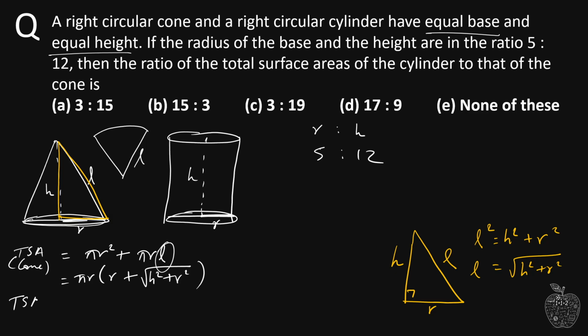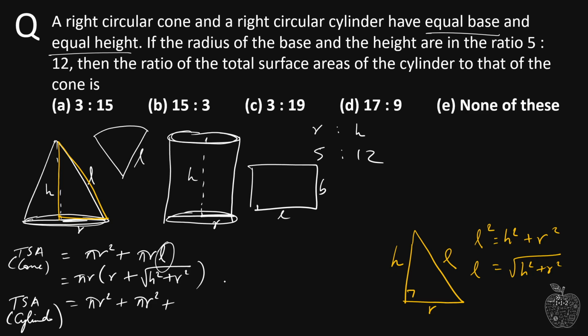Now let's calculate for the cylinder. The total surface area of the cylinder will be, now there are two circles, one at the top and one at the bottom. So we'll get the area of two circles: pi r square plus again pi r square. Now when we cut this up and open it up, we'll get something like this. This is L and this is B. The area of the rectangle is length into breadth. But what is this L? L is the same as the circumference of this circle. So L is 2 pi r, the formula to calculate the circumference of the circle. And B will be the same as this height.